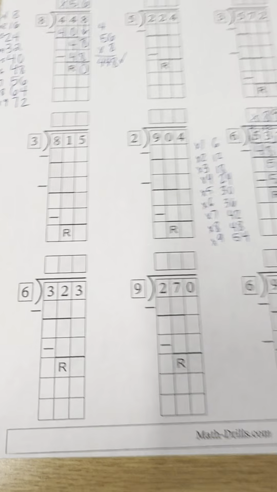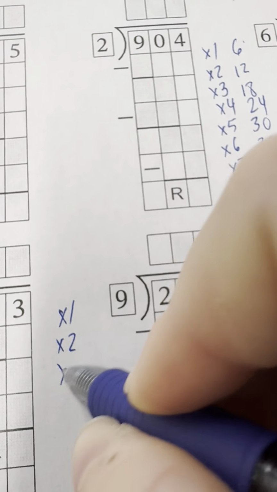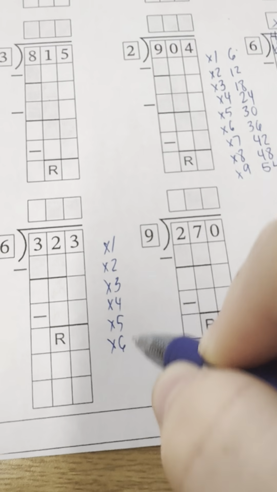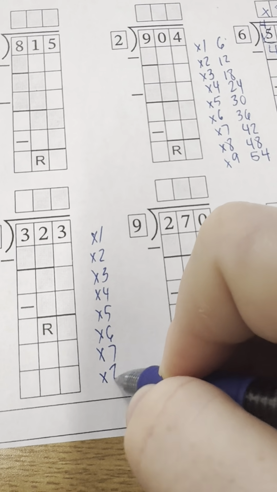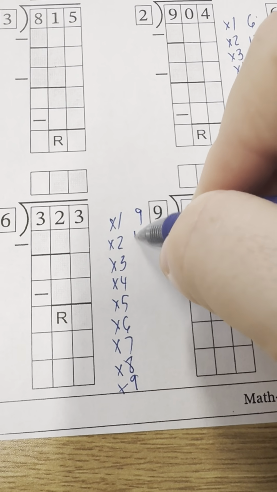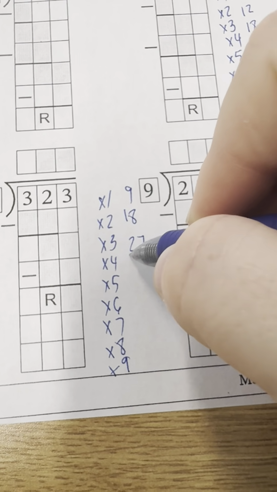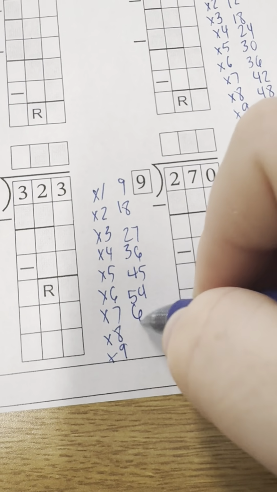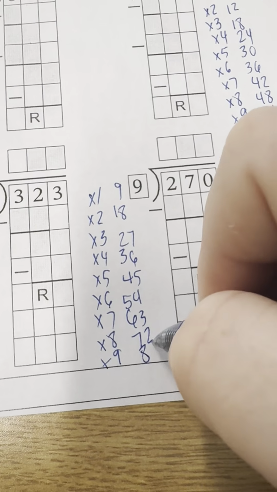Okay, lastly, I'll do this one down here. Times 1, times 2, times 3, times 4, times 5, times 6. We're only going to go up to number 9. Then I'm going to write my 9 times tables. 9, 18, 27, 36, 45, 54, 63, 72, and 81.